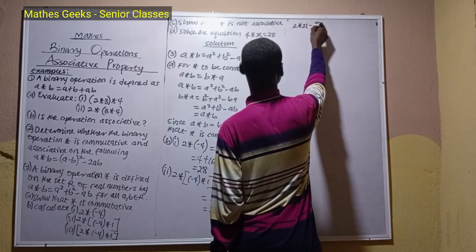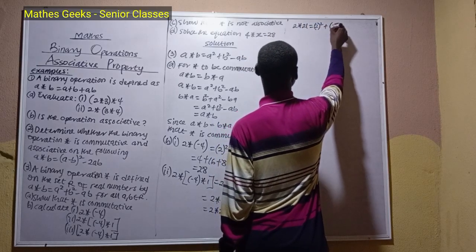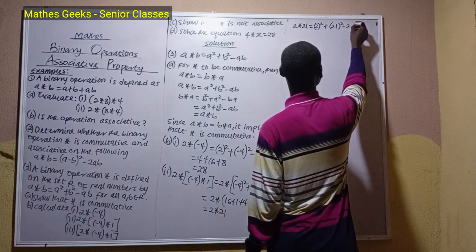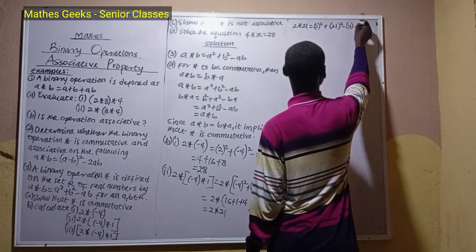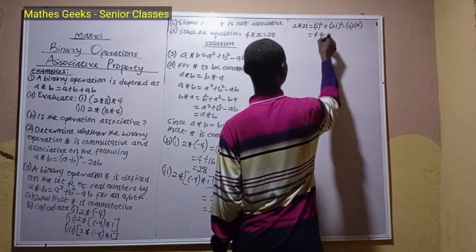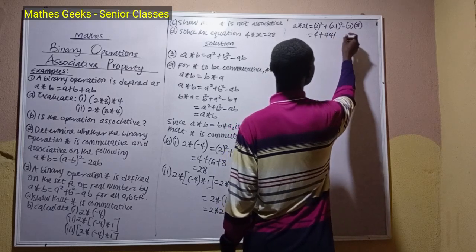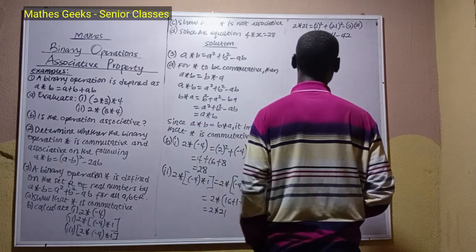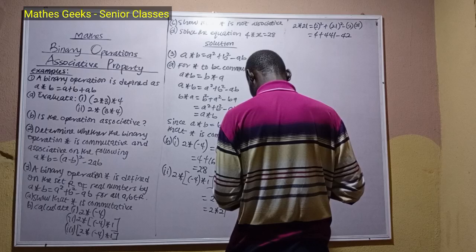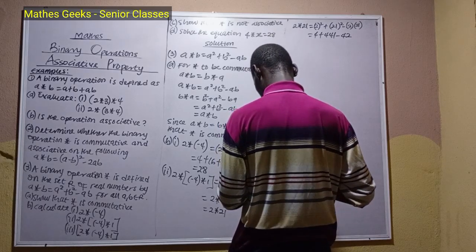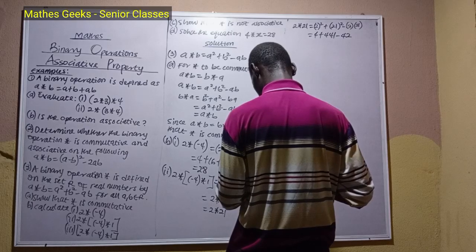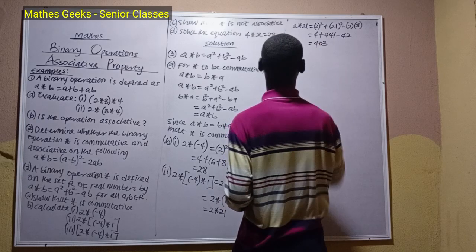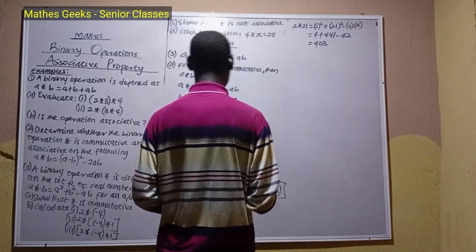2 star 21 is equal to 2 squared plus 21 squared minus 2 times 21. That is 4 plus 441 minus 42, which gives 403.